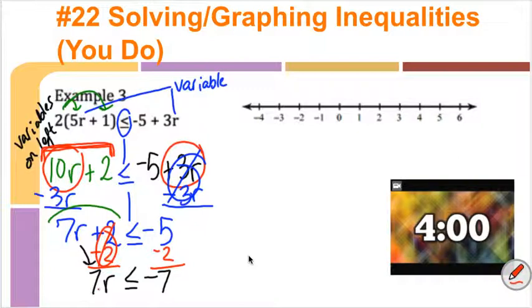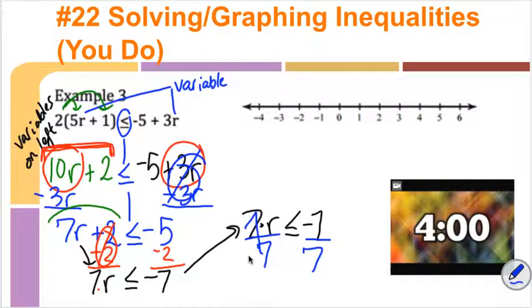This is 7 multiplied by r. I'm actually going to bring this over here. So that's 7 multiplied by r less than or equal to negative 7. So instead of multiplication, I'm going to use the inverse operation, which is division. Divide 7 on both sides. So that is r less than or equal to negative 1.